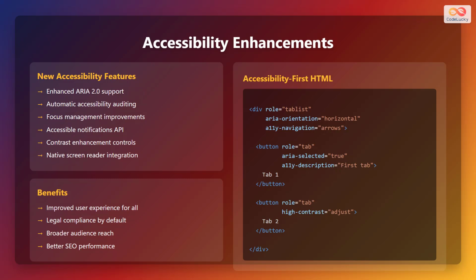Here's an example of accessibility first HTML. The code shows a div element with the role tab list, ARIA orientation horizontal, and accessibility navigation arrows attributes. Inside, there are button elements with the role tab, area selected true, and accessibility description attributes.